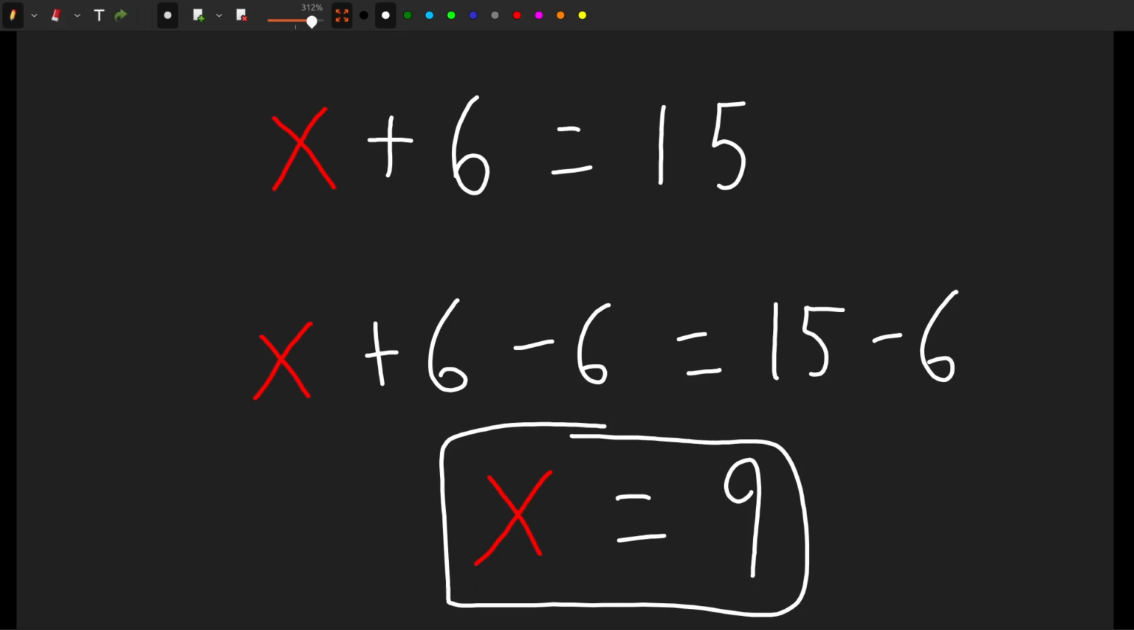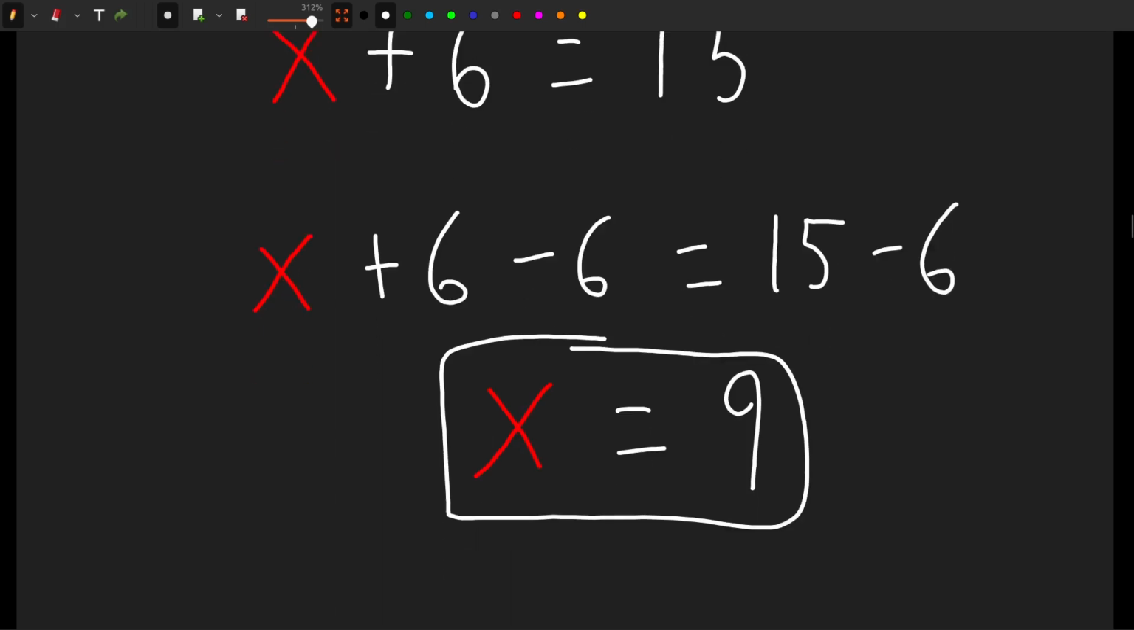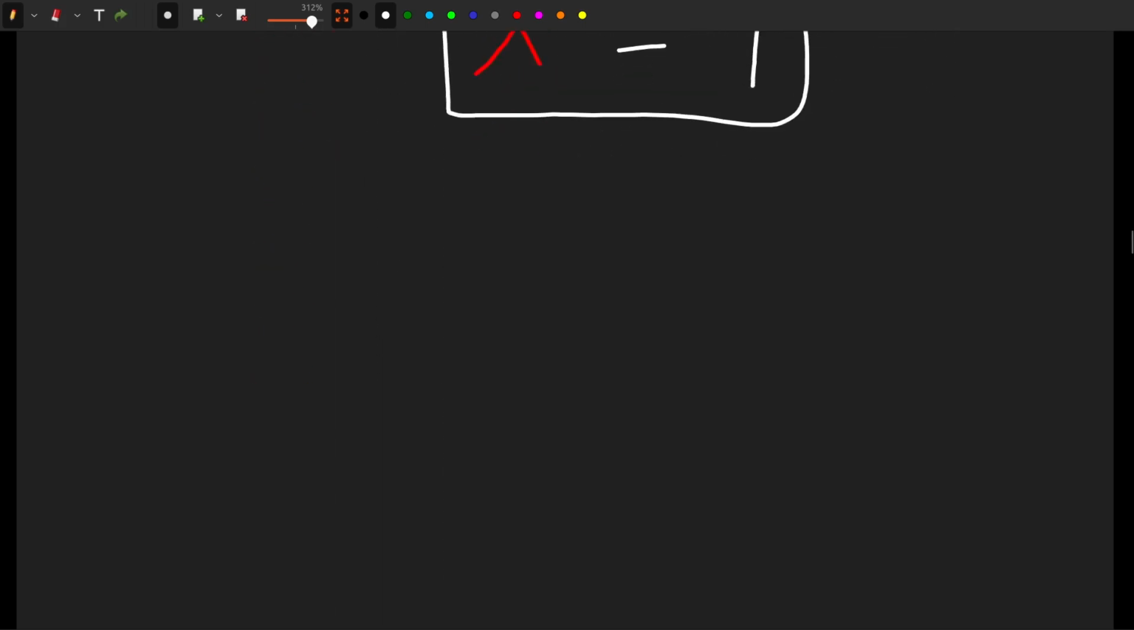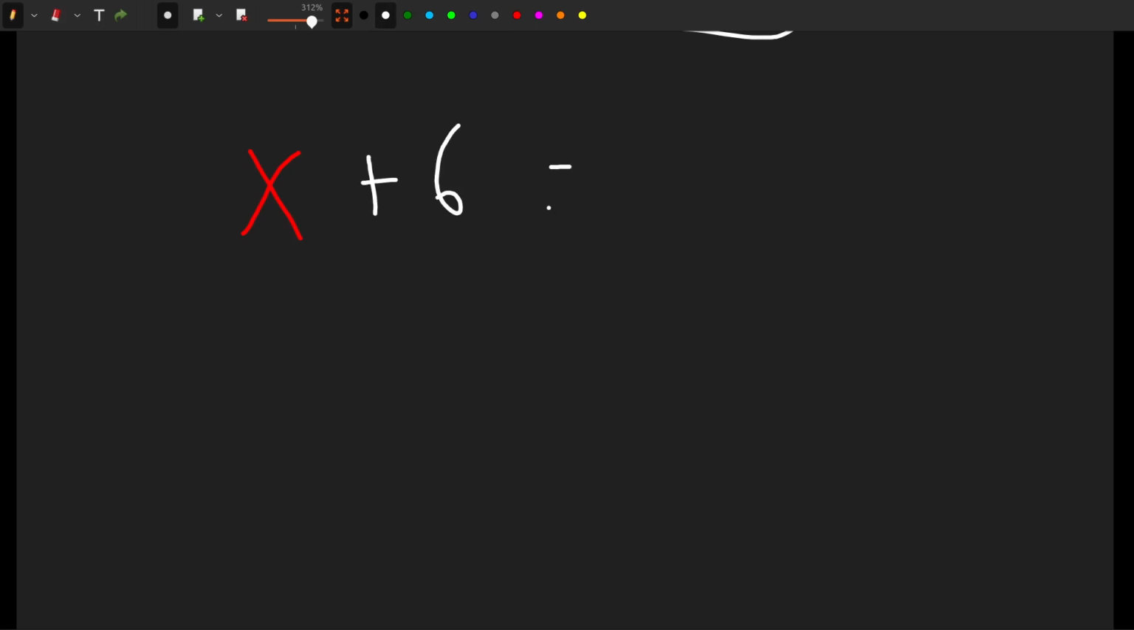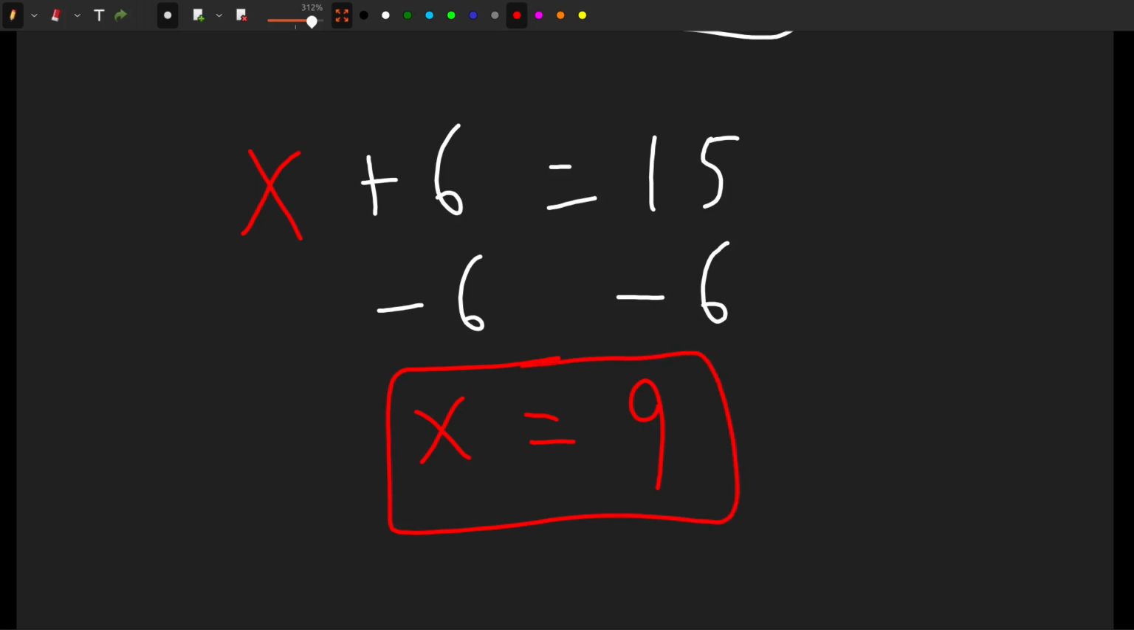In more common terms, you'll see mathematicians do the following. I'm just going to rewrite the problem we had: x plus 6 equals 15. A lot of teachers, and a lot of people in general, will just write minus 6 down below, minus 6 to the other side, and then we just get x is equal to 9. It's almost, in a way, sort of trivial.